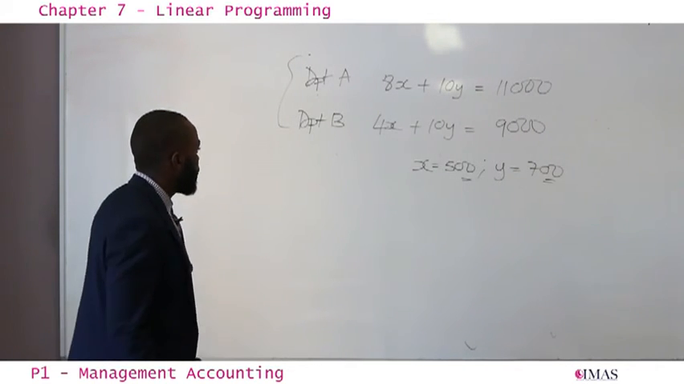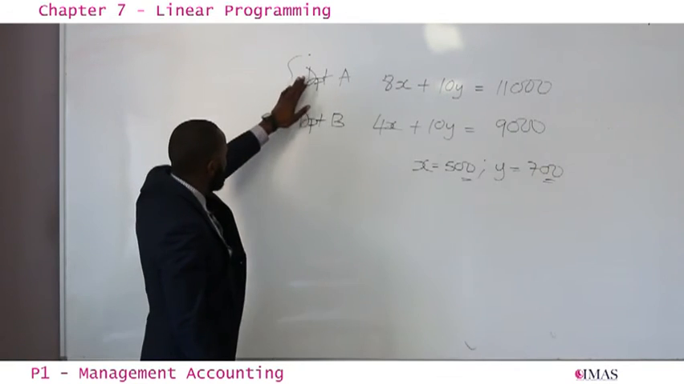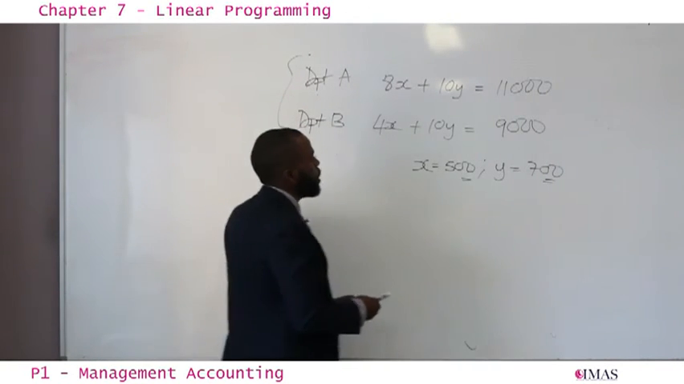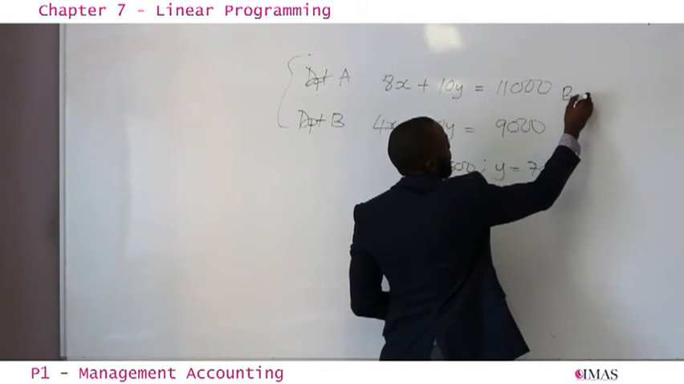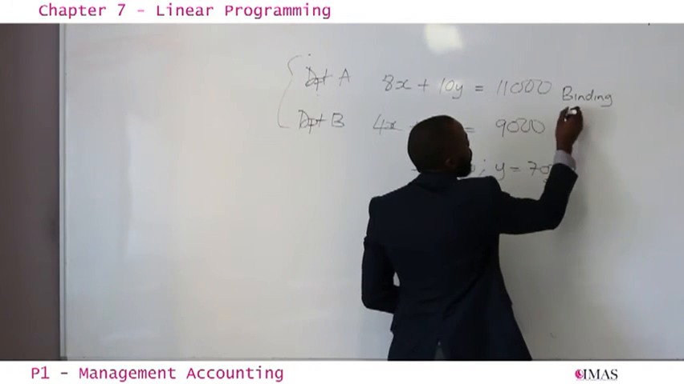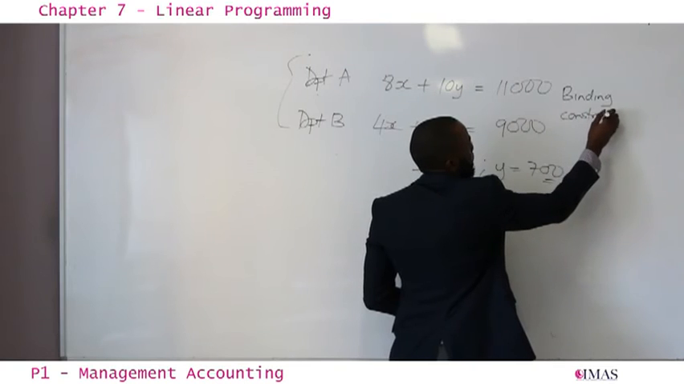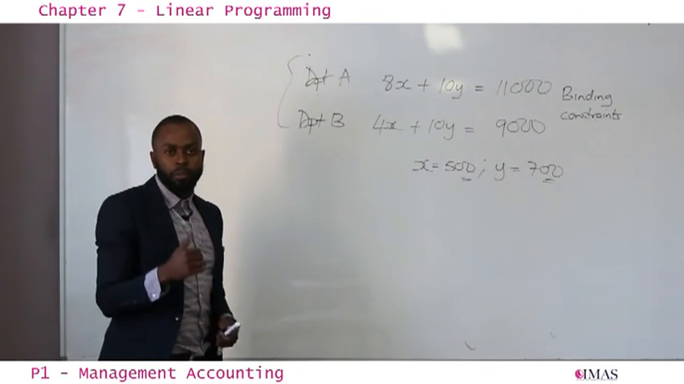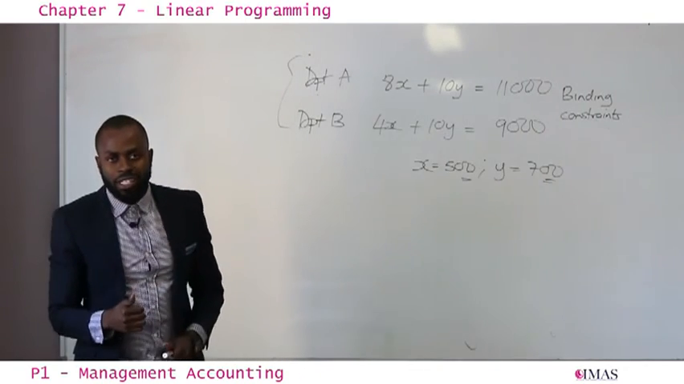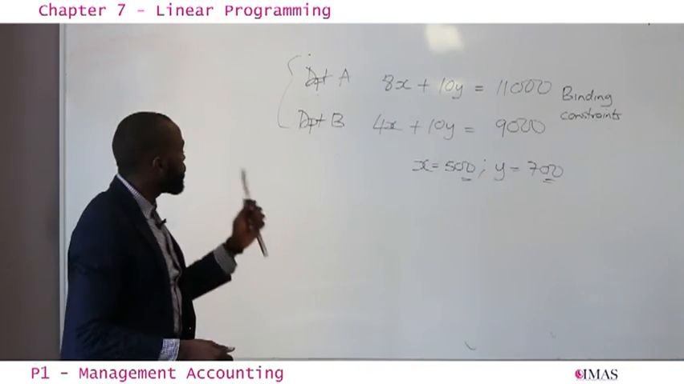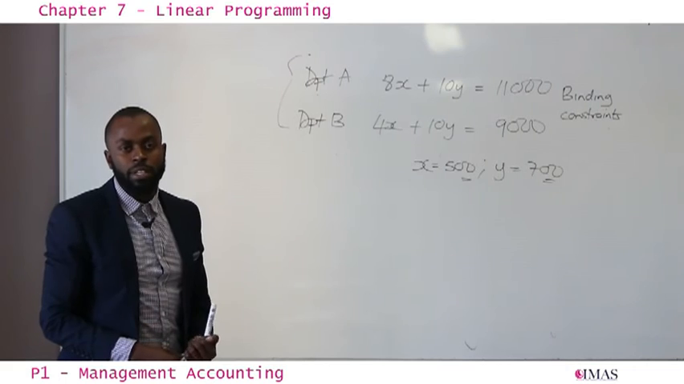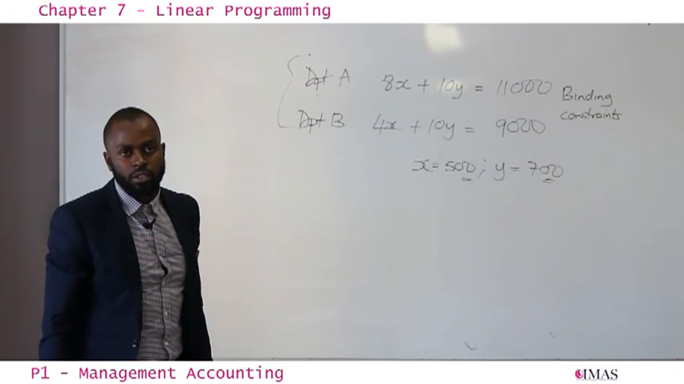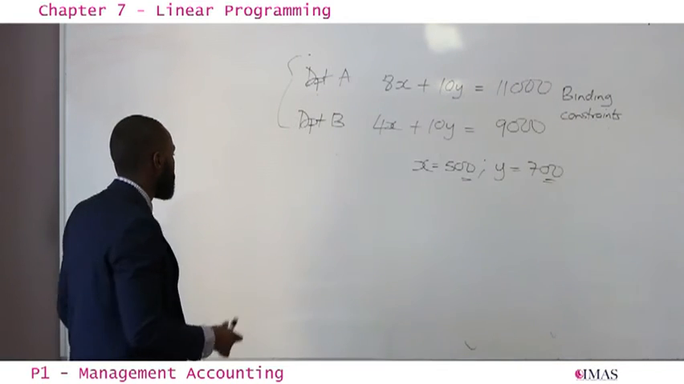But still on this point, there are 2 lines that provide the optimum output. Those 2 lines have a special name. We call them binding constraints. The 2 lines that produce the optimum output, we call them the binding constraints. What it means is, with these 2 lines, we're fully utilizing the resources.